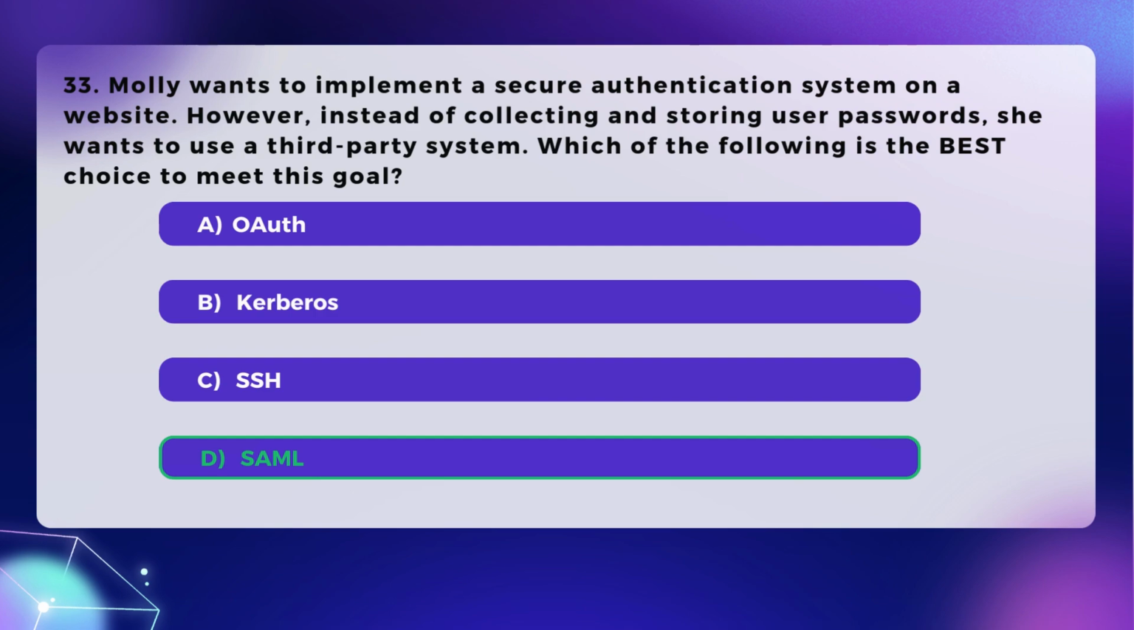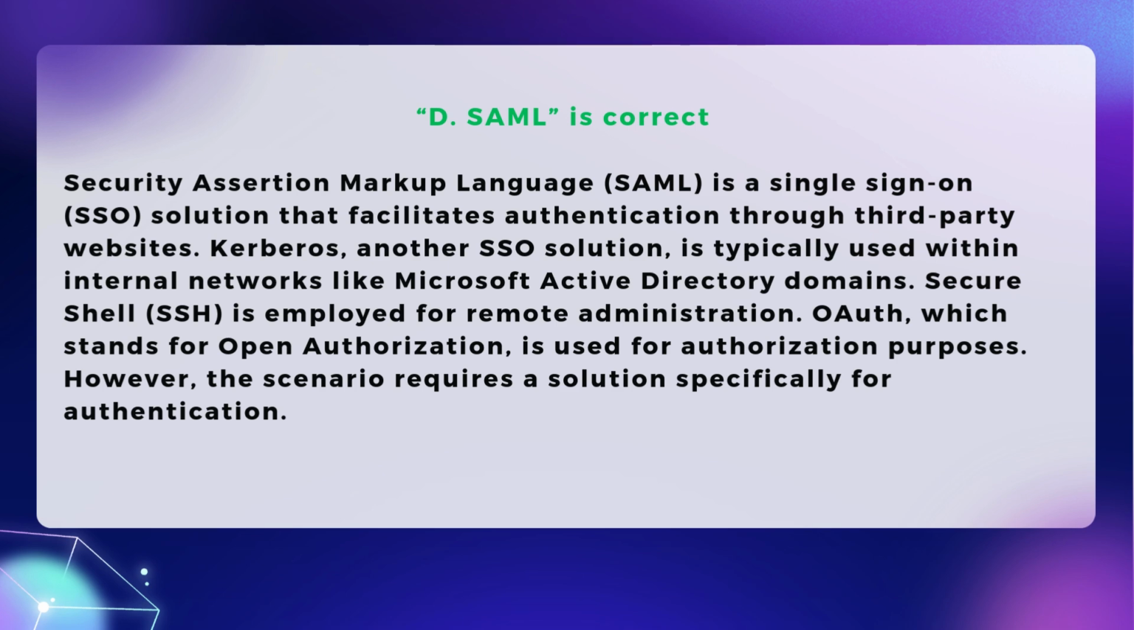The correct answer is D. Security Assertion Markup Language, SAML, is a single sign-on, SSO, solution that facilitates authentication through third-party websites. Kerberos, another SSO solution, is typically used within internal networks like Microsoft Active Directory domains. Secure Shell, SSH, is employed for remote administration. OAuth, which stands for Open Authorization, is used for authorization purposes. However, the scenario requires a solution specifically for authentication.